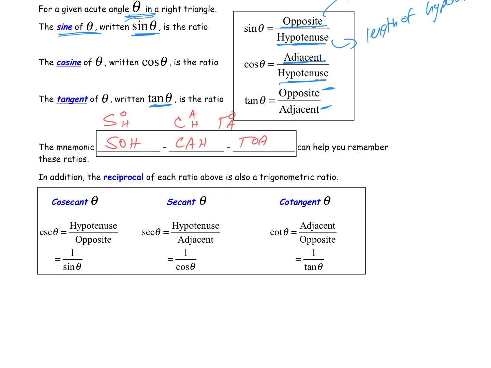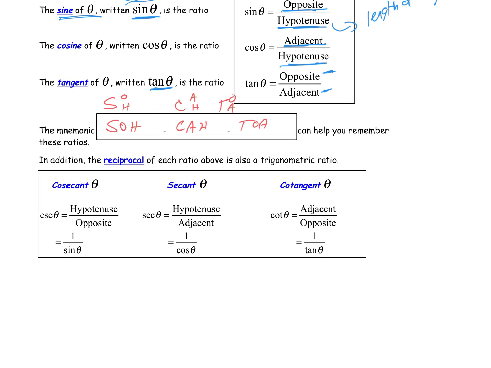And you probably haven't seen these before, but there are reciprocal ratios, and they're reciprocals of sine, cosine, and tangent. So the first one that we're going to do is cosecant. Cosecant is the reciprocal of sine, which means if sine is the ratio of the opposite side to the hypotenuse, then cosecant is the ratio of the length of the hypotenuse over the length of the opposite side.